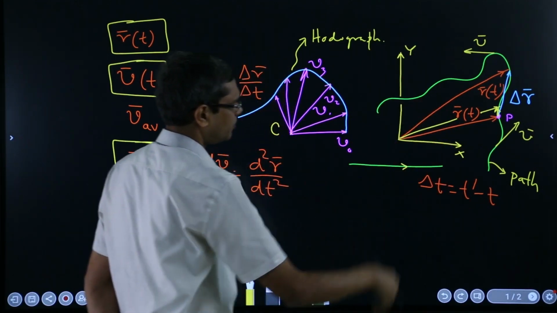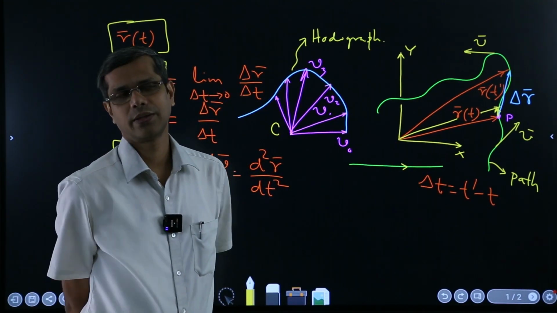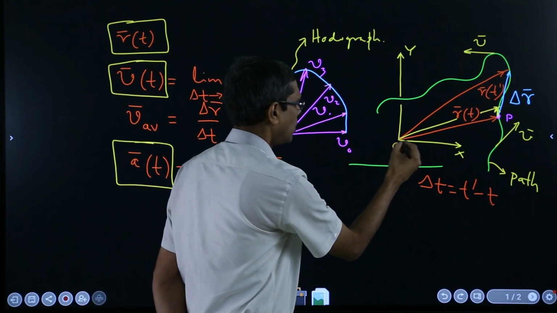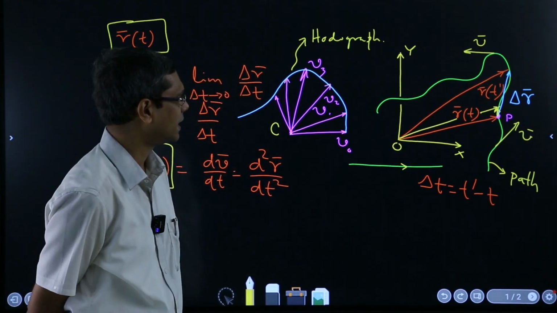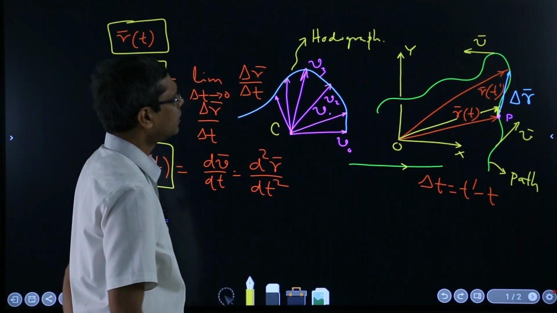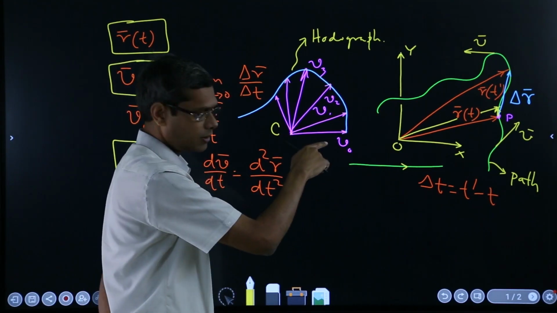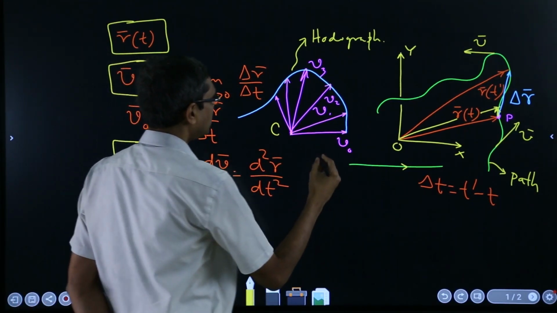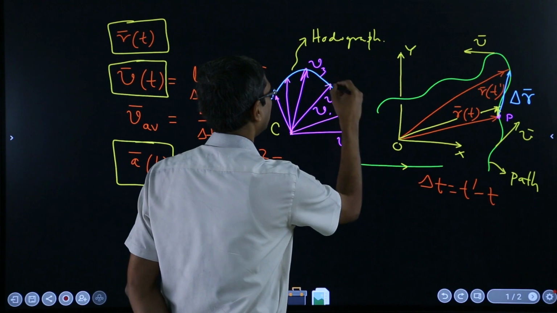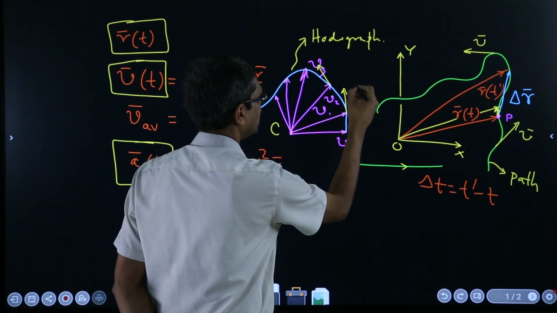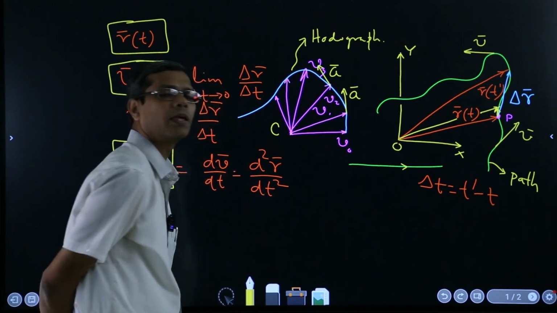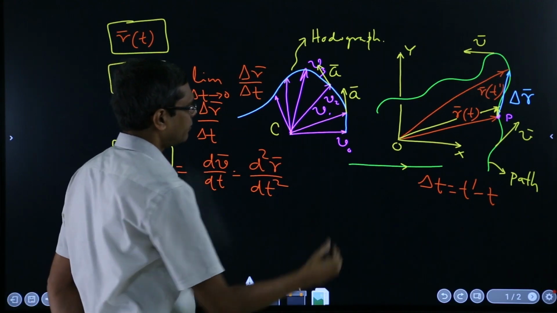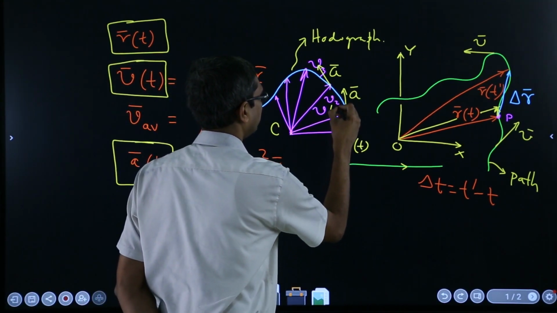If you plot the position vectors from some origin O and join their tips, you will get the path. From there you get the velocities, draw them, and join the tips of the velocity vectors, and you will get the hodograph. So the tangents to the hodograph represent the accelerations at different times, because everything is a function of time.